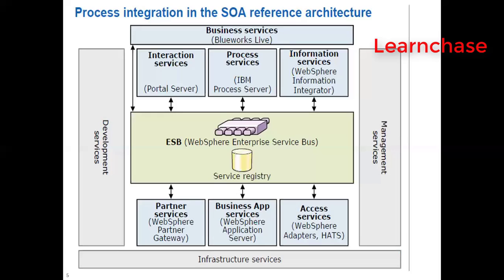Then towards the bottom, we have a number of infrastructure services like IBM Partner Gateway, IBM Application Server, WebSphere Application Server, WebSphere Adapters, and HATS. HATS is nothing but Host Access Transformation Services. These are again a set of access services which your WebSphere enterprise service bus can talk to and communicate with. So this basically tells that having your enterprise service bus at the core of your application design, you can talk to a number of different systems and create an enterprise application integration kind of pattern. This is what we are trying to explain here.